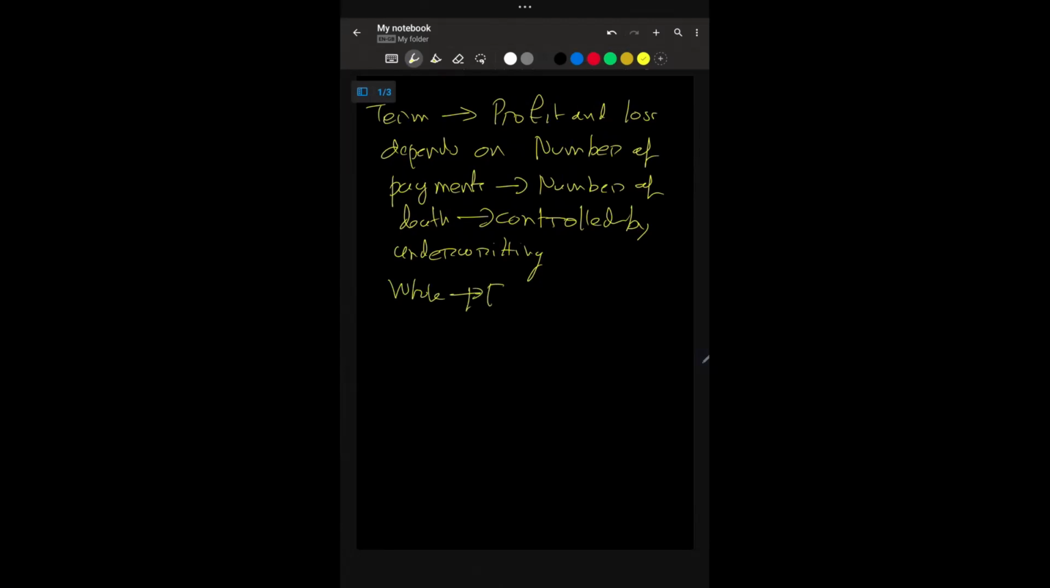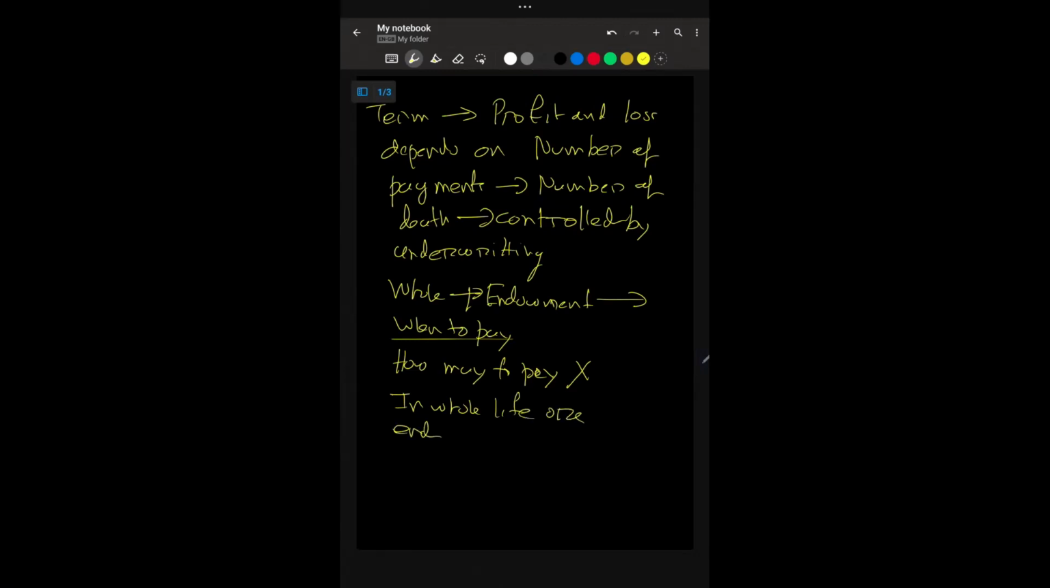So that is what I am writing down here for whole life or endowment. If you consider both of these, in whole life and endowment, when to pay is important, but in term, the number of payments is important, right? In whole life and endowment, the profit is determined by when the insurer is paying. If the insurer is paying early, then the insurer is barely making any investment gain or investment surplus. But if the insurer is paying in the later half, then the insurer has made sufficient investment surplus.